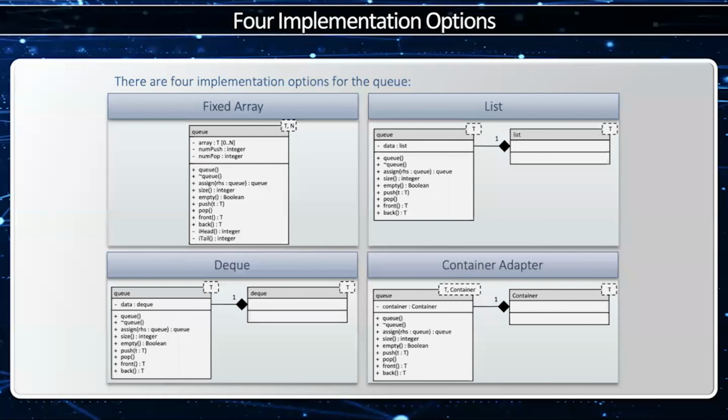We have four implementation options for the queue: a fixed array, an array of a fixed size; a list where the underlying data structure is the standard template library's list; a deque; or we can let the client specify which container we're going to have as the underlying data structure. This video will talk about the fixed array implementation.